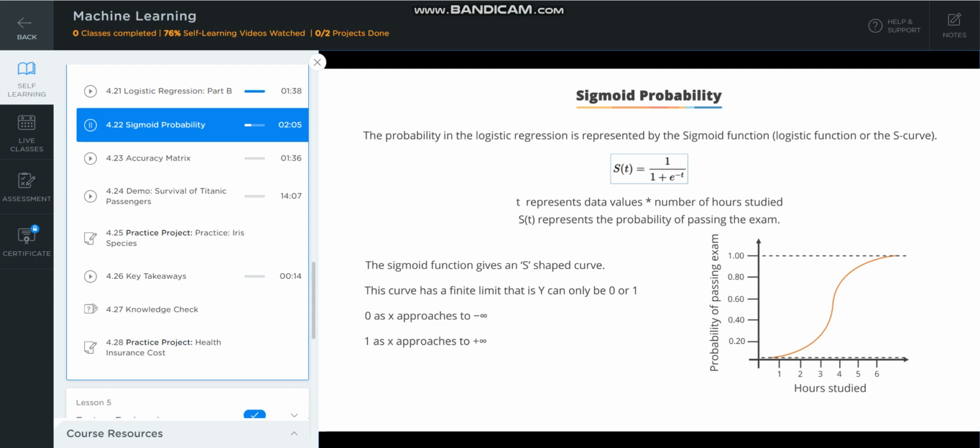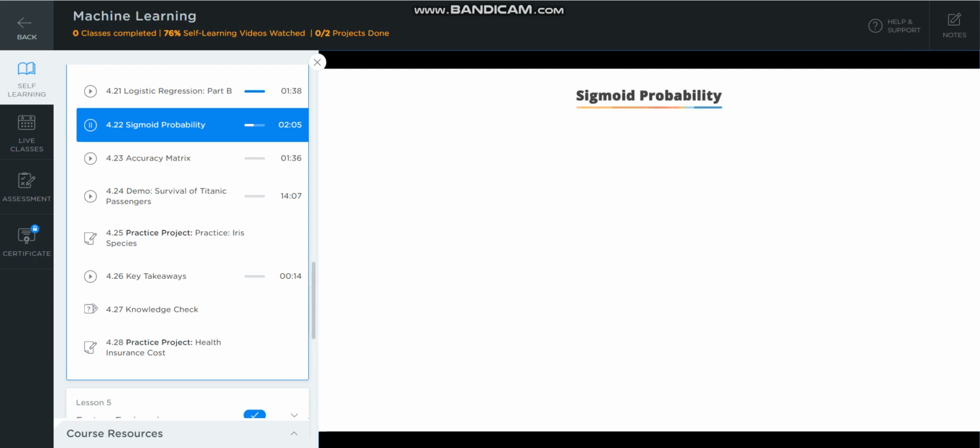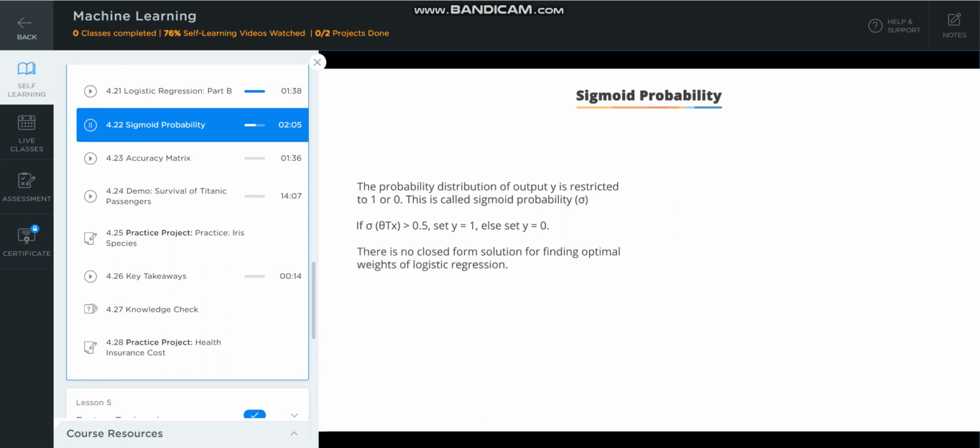In most cases, the sigmoid function refers to the special case of the logistic function. What is sigmoid probability? The probability distribution output y is restricted to 1 or 0. This is called sigmoid probability. If the sigmoid probability theta transpose x is greater than 0.5, set y equals 1, else set y equals 0. Other than linear regression and its normal equation solution, there is no other closed-form solution for finding optimal weights of logistic regression. Instead, you must solve this with maximum likelihood estimation. That is, a probability model to detect maximum likelihood of something happening.